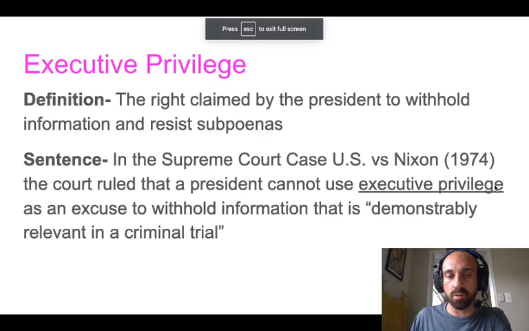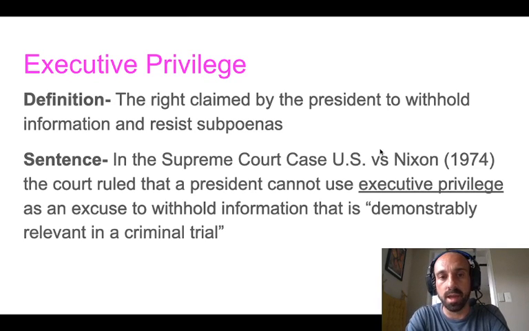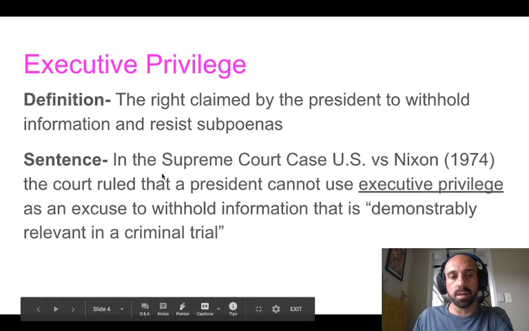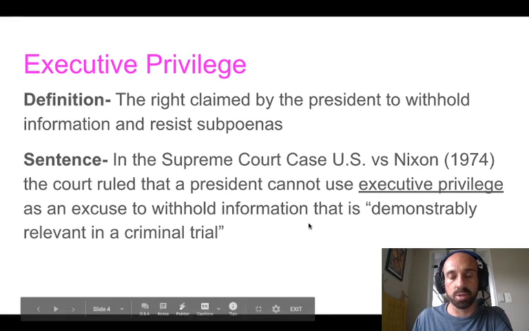Continuing forward, another thing the president has is executive privilege. This is the right claimed by the president to withhold information and resist subpoenas. Now, in the U.S. Supreme Court case U.S. versus Nixon, the court ruled that a president cannot use executive privilege as an excuse to withhold information that is demonstrably relevant in a criminal trial.